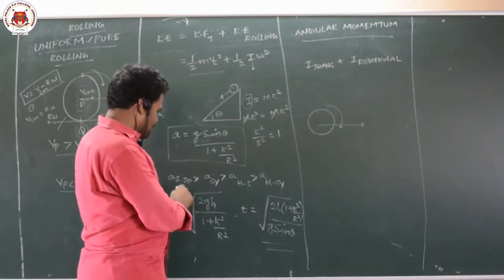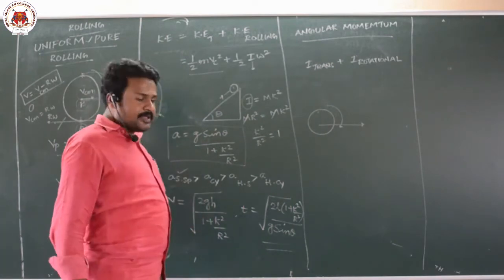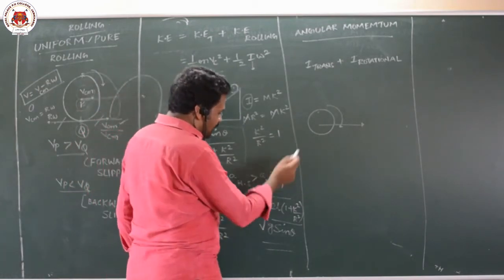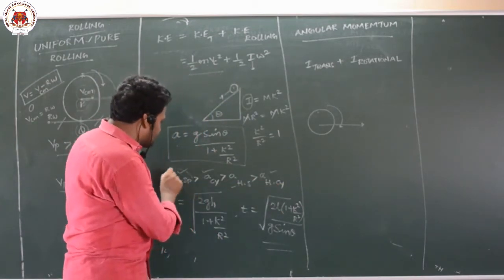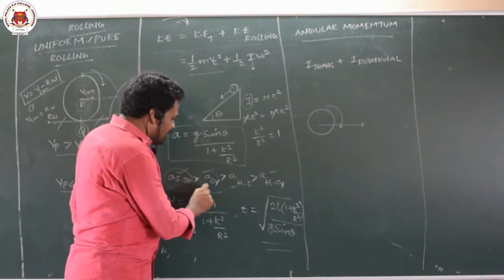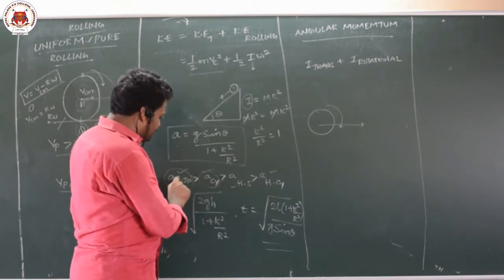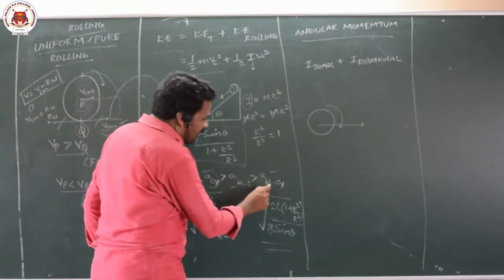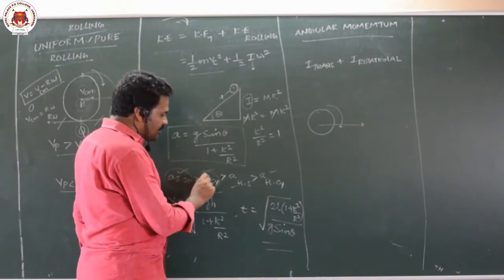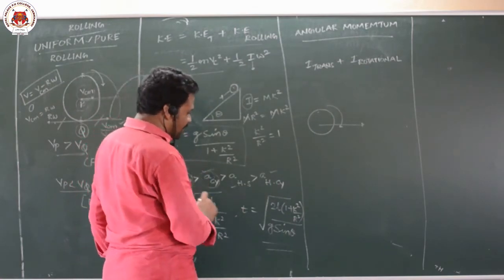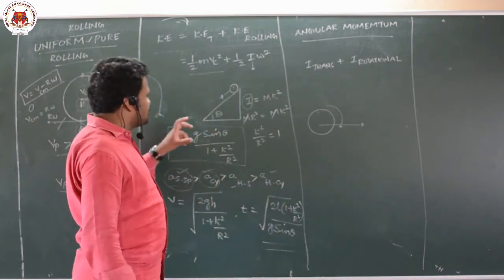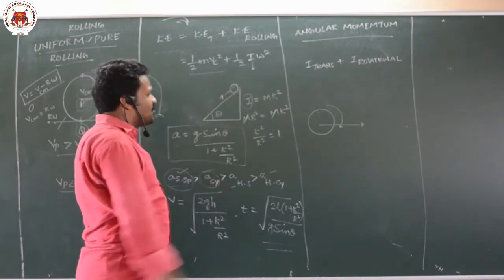Then suppose we take a solid sphere, a solid cylinder, a hollow sphere and a hollow cylinder. The solid sphere will have more acceleration, by substituting k square by r square we will get it. And the solid cylinder will have more acceleration than the hollow sphere and hollow cylinder. So the acceleration of the solid sphere is greater than that of the solid cylinder, which is greater than the hollow sphere, which is greater than the hollow cylinder.